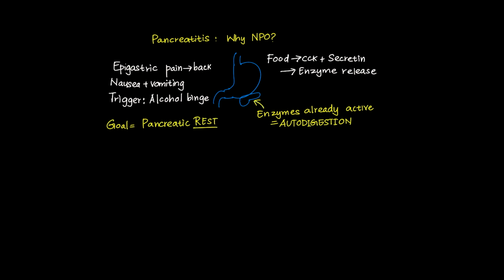When food enters the stomach and duodenum, it triggers the release of cholecystokinin and secretin, which tell the pancreas to dump out digestive enzymes. But in acute pancreatitis, those enzymes are already activated inside the gland, eating the tissue alive through autodigestion. Feeding the patient would pour gasoline on that fire.